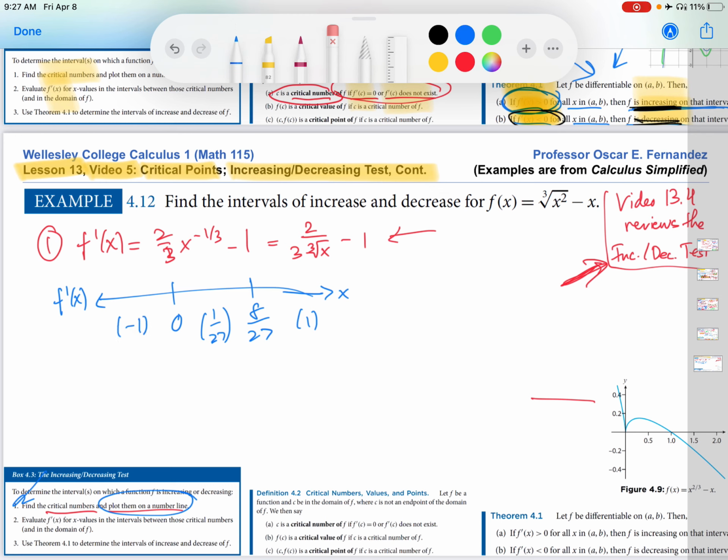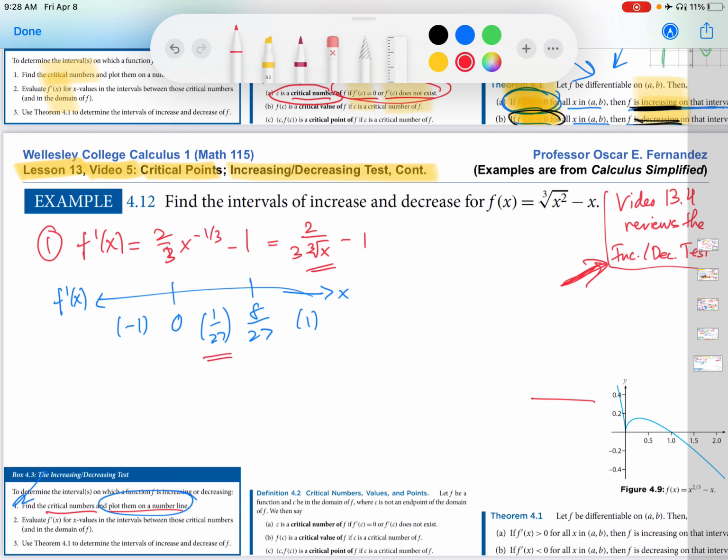Okay, so why did I choose 1 over 27? Well, as I said earlier, you want to pick values that help you evaluate f prime of x quickly. The f prime of x that we have has an x to the 1/3 in the denominator. So we would like to choose something that we can find x to the 1/3 for pretty quickly.